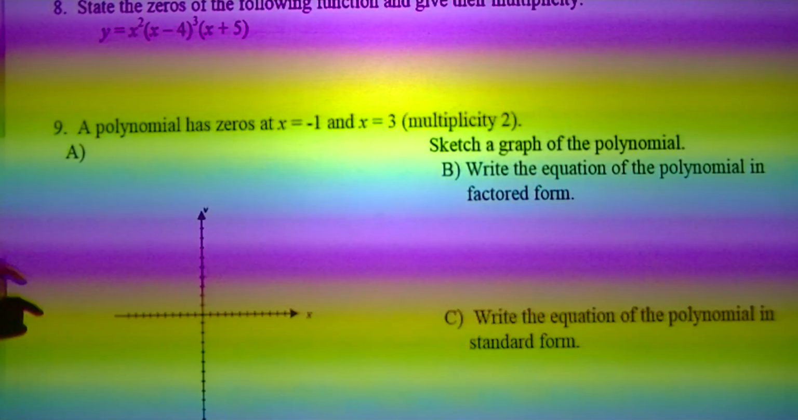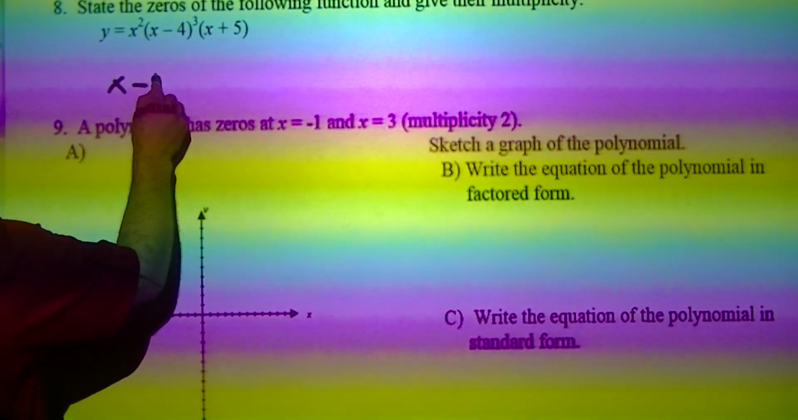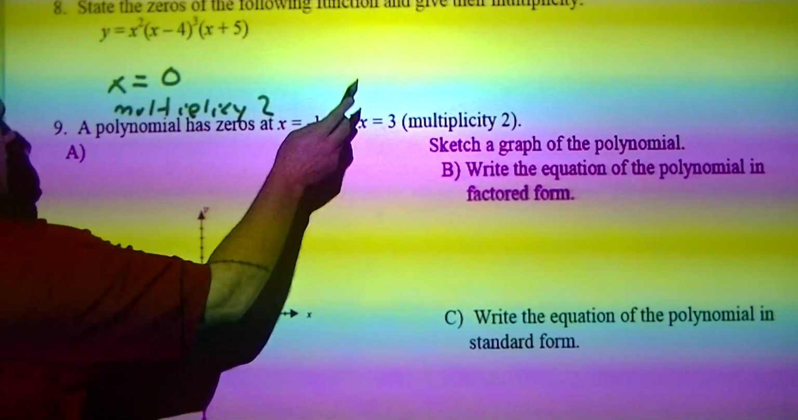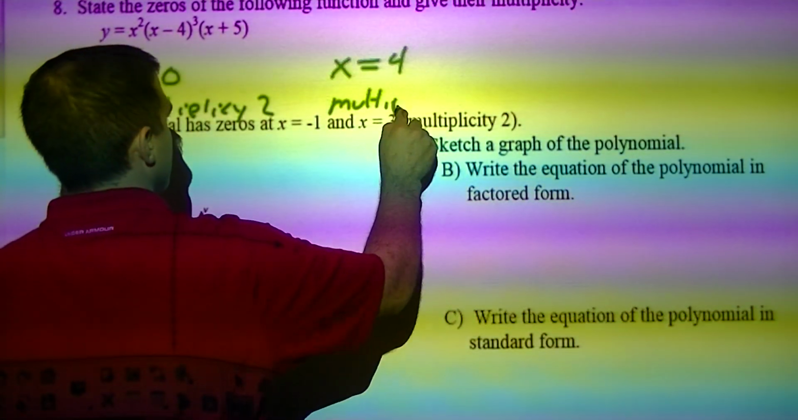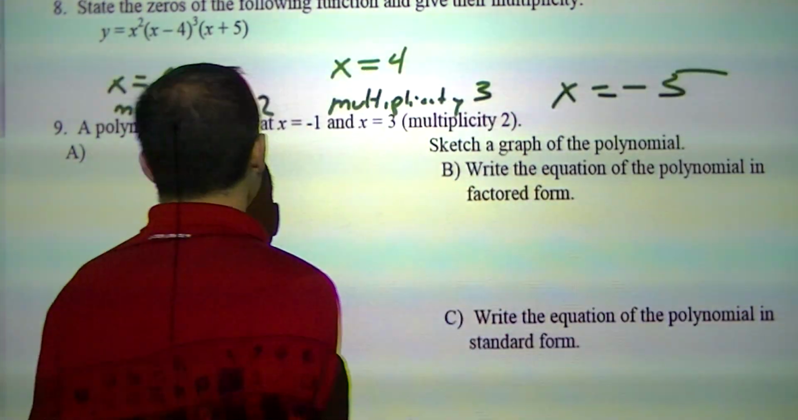Number 8, okay, state the zeros and multiplicity. Okay, that's going to be 0 with multiplicity 2. Okay, that's going to be x equals 4 with multiplicity 3. And that's going to be x equals negative 5, and there is no multiplicity on that.